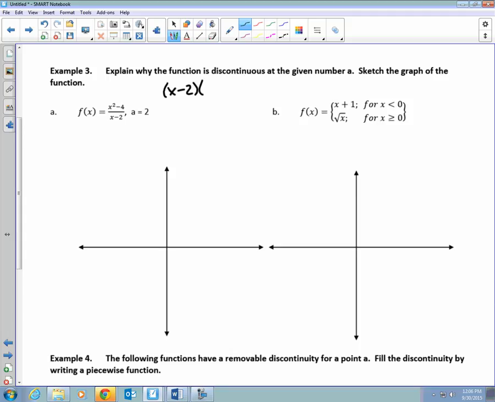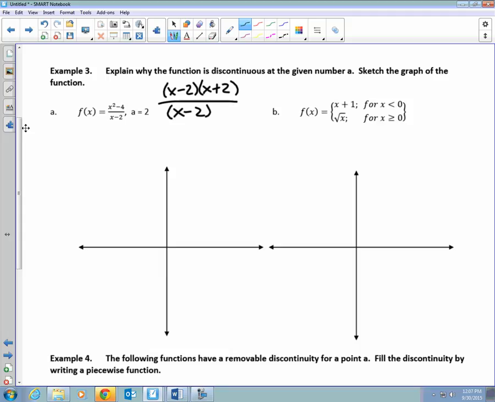Very good. X minus 2, x plus 2, over on the bottom, x minus 2. But everybody agree that this function is discontinuous at 2. Why is it discontinuous at 2? Which one does it fail? Yeah, you can't even plug in f of 2, right? F of 2 does not exist.